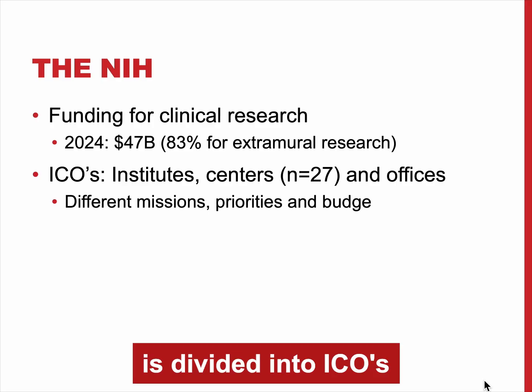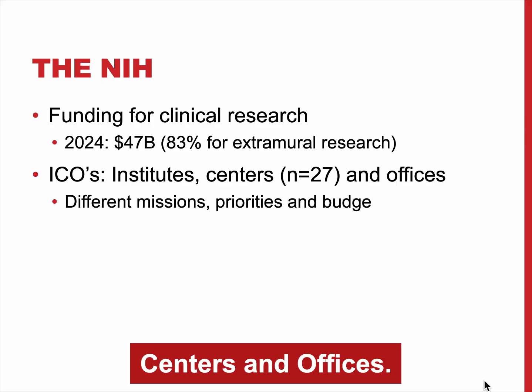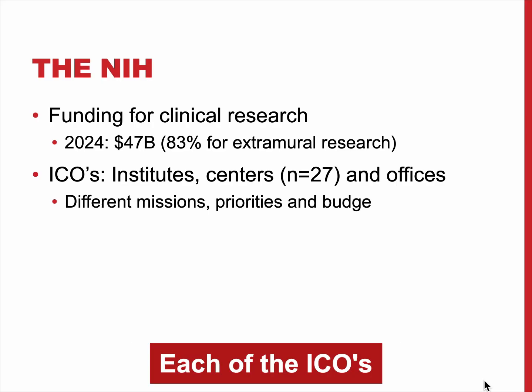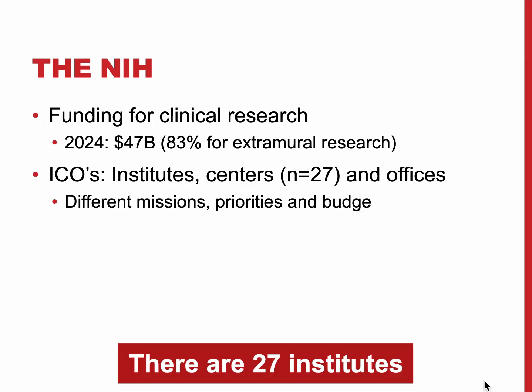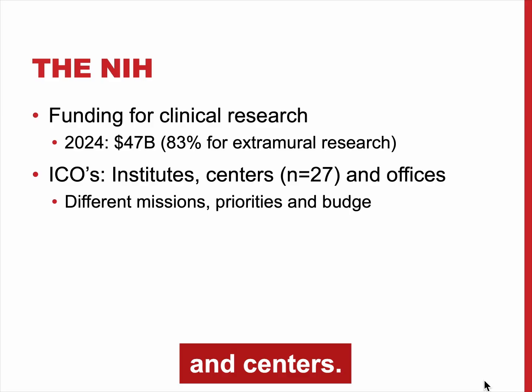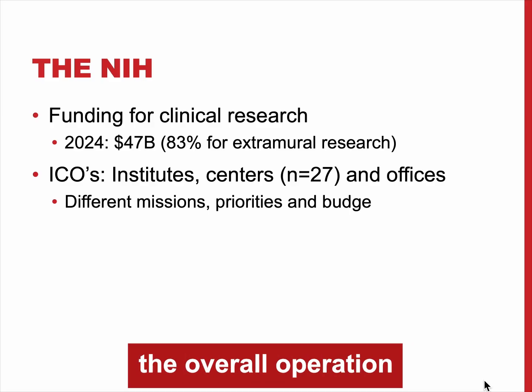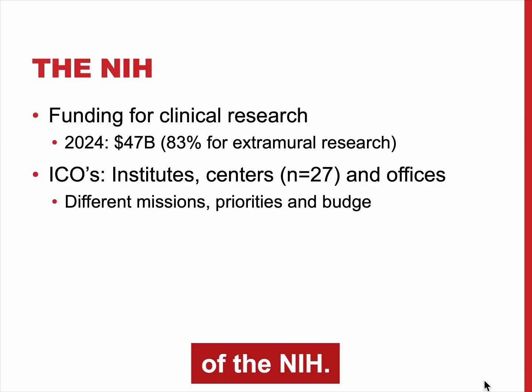The NIH is divided into ICOs, or institutes, centers, and offices. Each of the ICOs have different missions, priorities, and budgets. There are 27 institutes and centers. Institutes and centers are the primary research units. Offices manage the overall operation of the NIH.